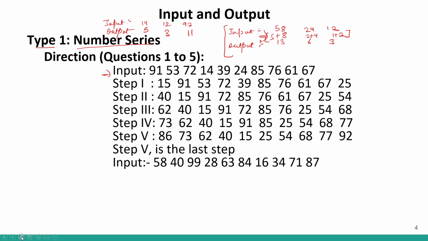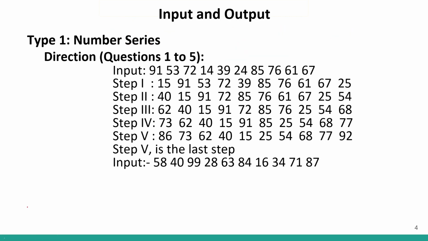In this particular question, which is your first type, that is number series, we have questions 1 to 5, based on this particular input. So this input has how many steps? 5 steps. Step number 5 will be the last step, or you can call it the final output, right? Step 5 is the final output. So the first thing to do would be to figure out the logic that is being used to get this, and based on that same logic, we will find the output to this particular input as well. Okay, so let us start.